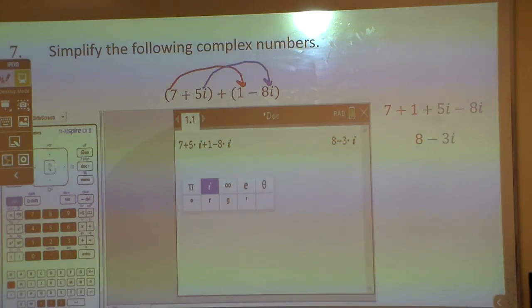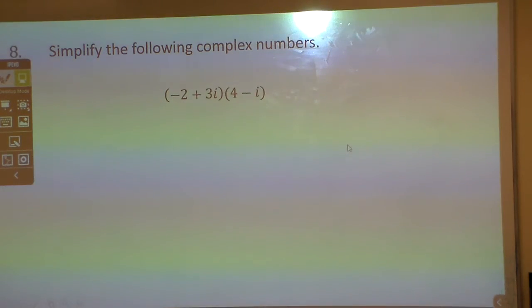Or just go to your calculator. And if you'll notice, the little pi button, if you hit here, puts an i into the problem. And you'll see it pop up right here. You just type in the 7 plus 5 times i plus 1 minus 8i. And it tells you it's 8 minus, now the little dot you don't have to write. That just says it's 3 times the i so that you know that. Ooh, pretty cool. A calculator will do it.